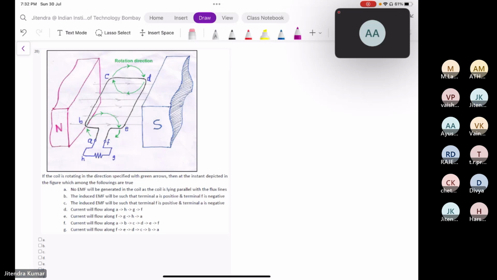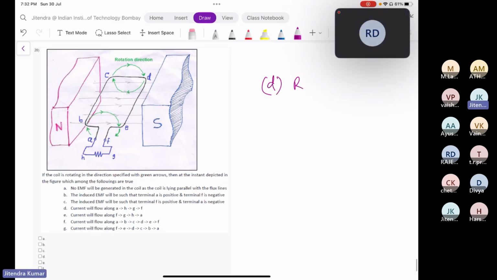Rajesh, did you find any answer for this problem or any logic? First of all, did you get the question or not? Option D will be correct, sir, I think. Option D has been picked by Rajesh. Anyone else?